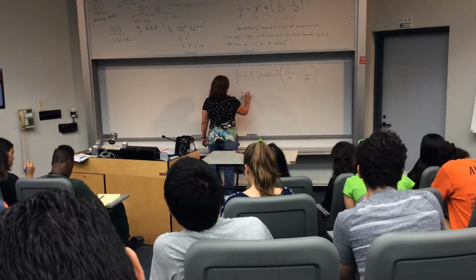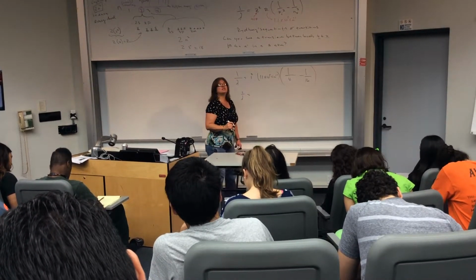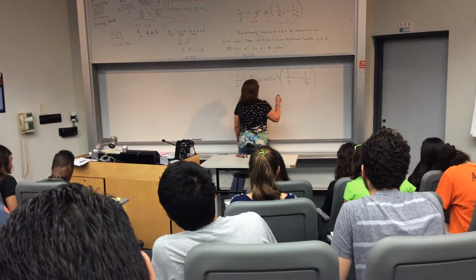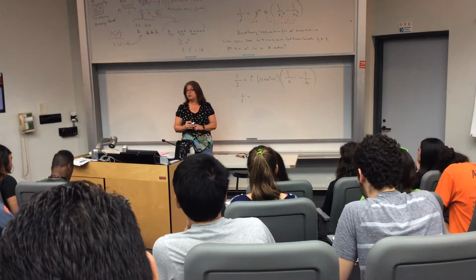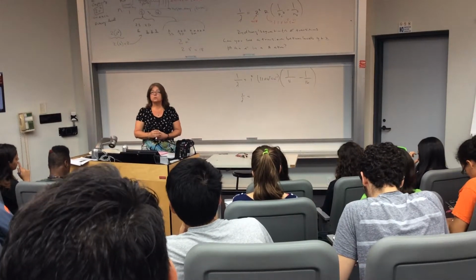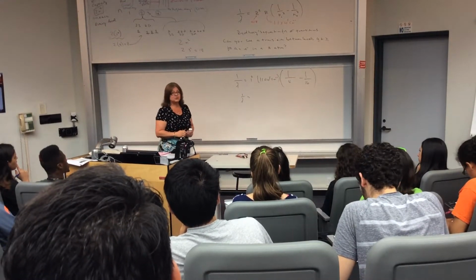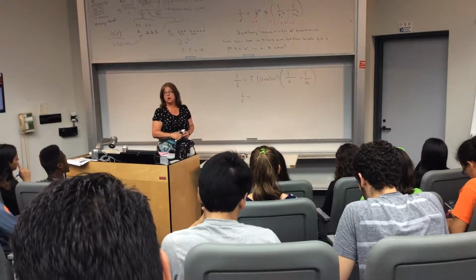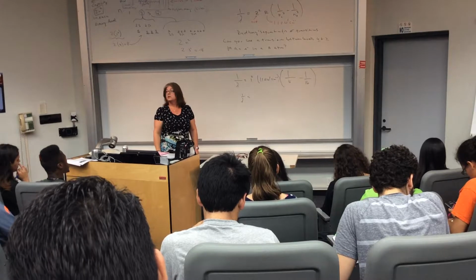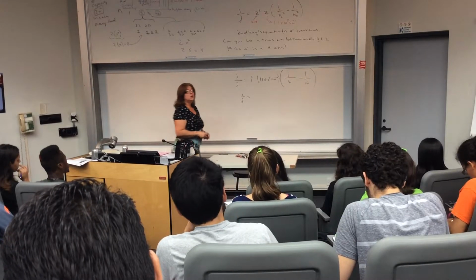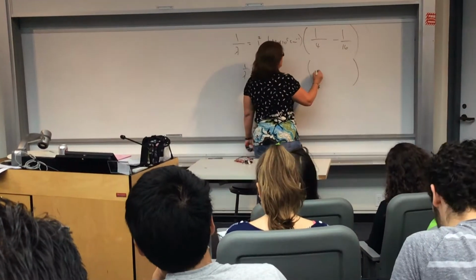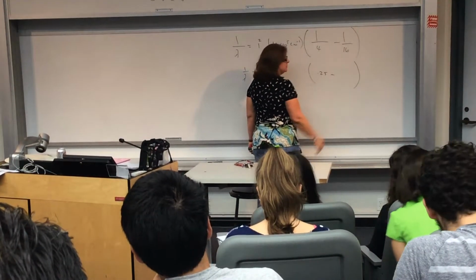1 over lambda. Here's my suggestion: don't work this out unless you're very good at the parentheses. Don't try to use them, because you're going to get it wrong like 17 times in a row before you figure out you probably put the parentheses in the wrong place. So do yourself a favor. Just do this one first by itself. This is 0.25 minus whatever that is.